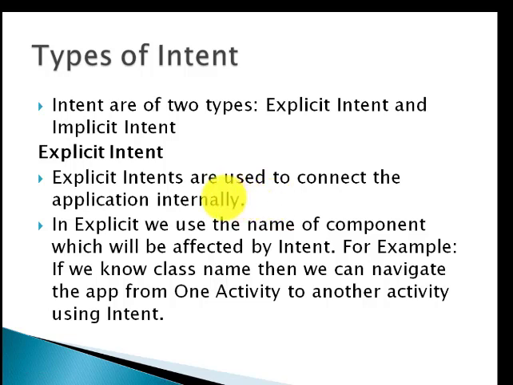Explicit intents are used to connect the application internally. In explicit intent, we use the name of the component which will be affected by the intent. For example, if you know the class name, then we can navigate the app from one activity to another activity using intent. So this is basically used to connect two or more activities or services or broadcast receivers and so on. This is the purpose of explicit intent.